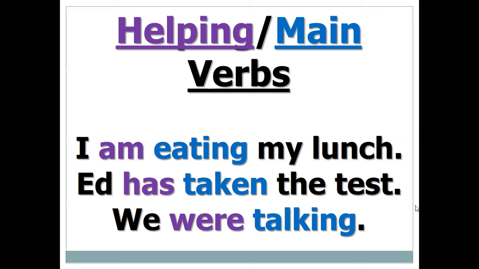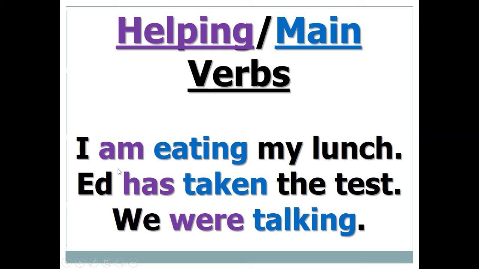So here are some examples where, again, the first thing I want to do is identify the subject. I am eating my lunch. This sentence is talking about I. Am I doing something in this sentence? Yes, eating. Now, it wouldn't make sense for me to say I eating. I need to have something in front of this main verb in order for this verb phrase to make sense. So rather than I eating my lunch, it's going to be I am eating my lunch.